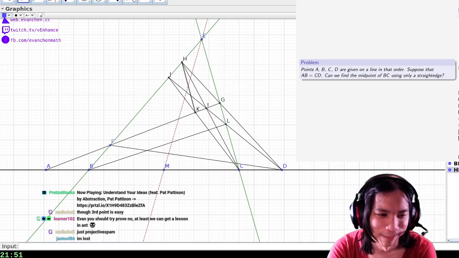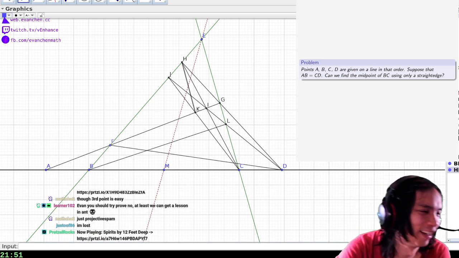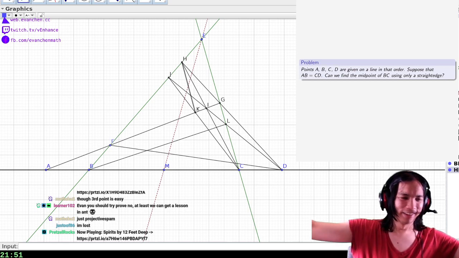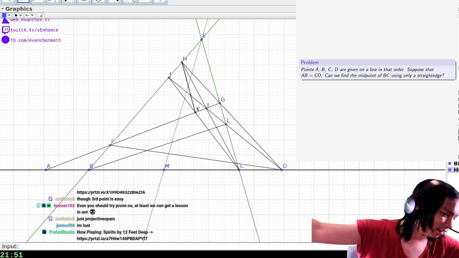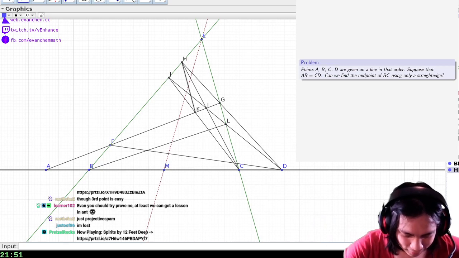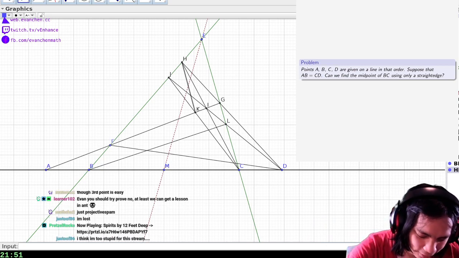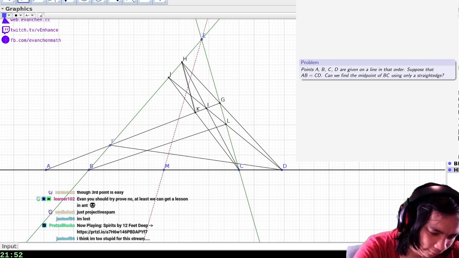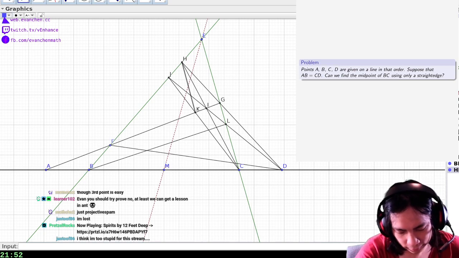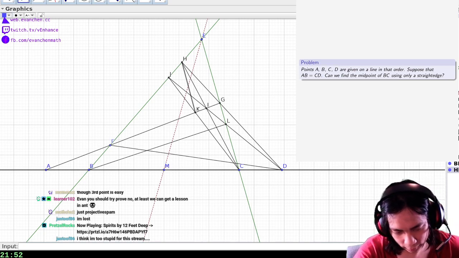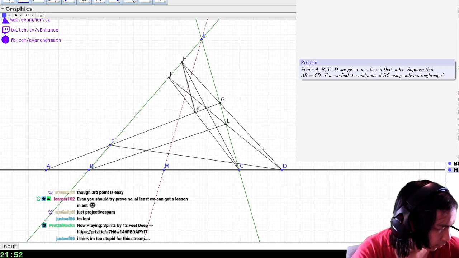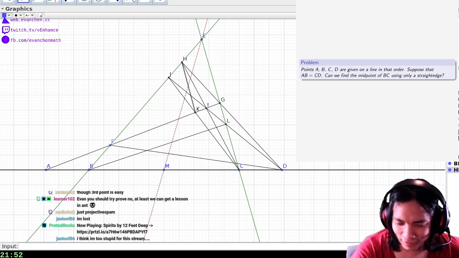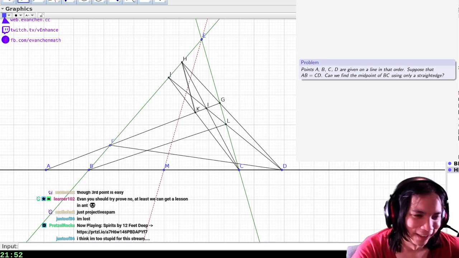I'm lost. It's okay, I'm lost too. I haven't gotten anywhere yet. I just tried to draw a bunch of stuff to see if it would lie on the line, and then I ran out of stuff. I am too stupid for this stream. No, I think we're just all confused. It's okay. I don't think anyone here knows what's going on, including me.